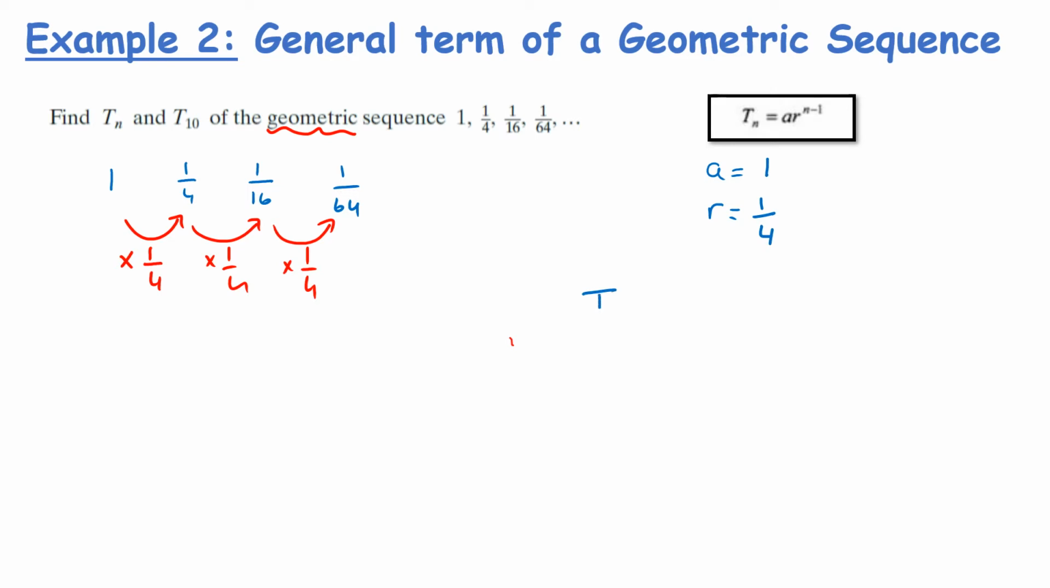To get Tn, it's going to be A, which is 1, times a quarter to the power of n minus 1. Now we're going to do a little bit of cleanup here, because 1 multiplied by anything doesn't change it. So this is the same as a quarter to the power of n minus 1. You can clean it up further if you want. We know that 1 to any power is just going to be 1.